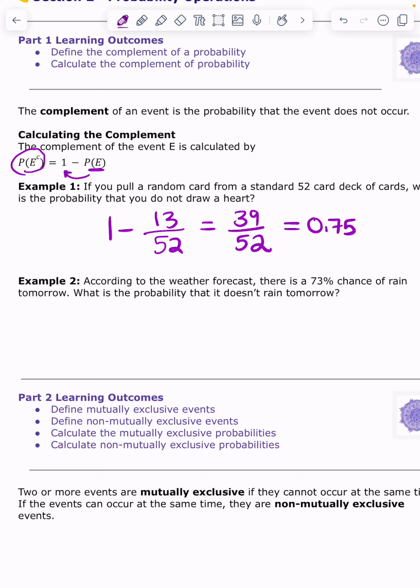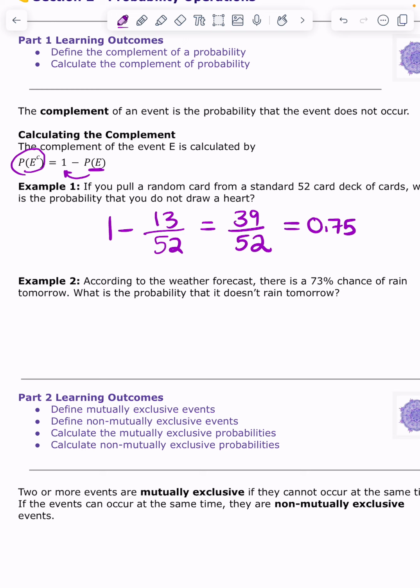Yeah, because there's 4 suits and there's an equal amount of each one. So there's basically a 25% chance of getting any one suit. So the opposite of that would be 75% chance. You have a much better chance of not getting the suit than you do of getting the suit.